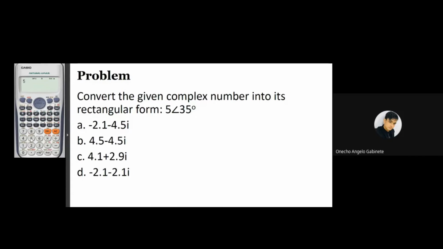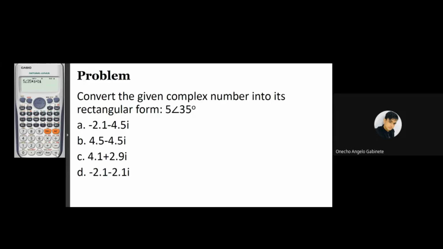5, angle 35. So, pindutin mo po yung shift. Sa taas po ng negative sign, merong yellow symbol ng angle. And then, 35. So, after you press that, pindutin mo po yung shift. Sa taas po ng number 2 button, may complex na mode. Pindutin mo po yon. Tapos po, press number 4.